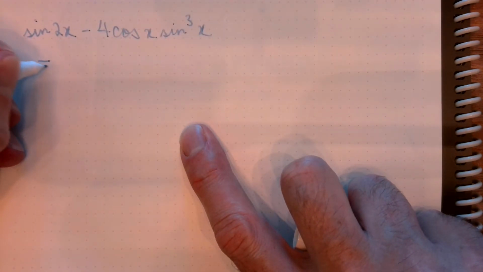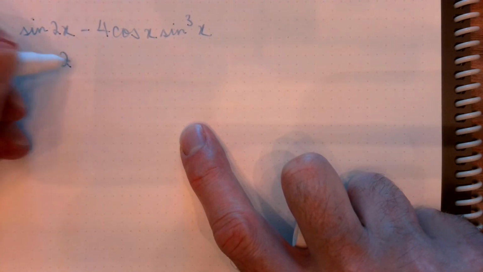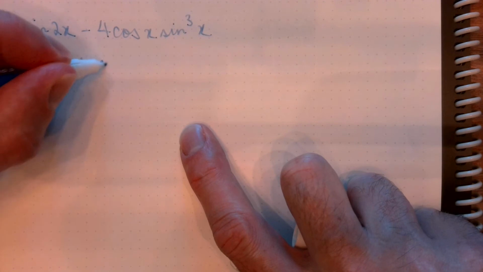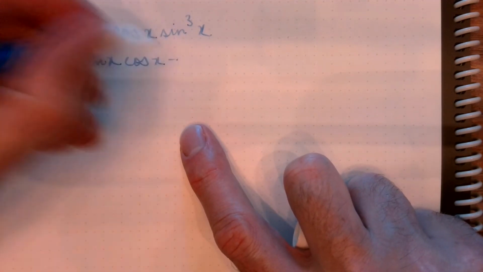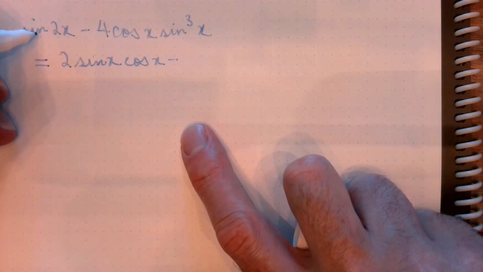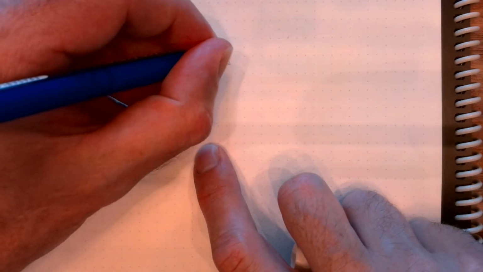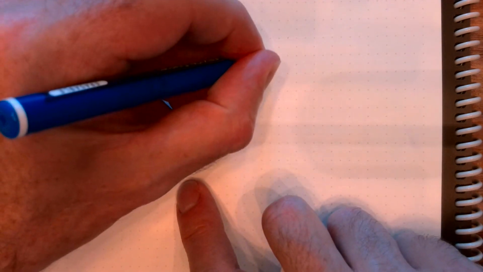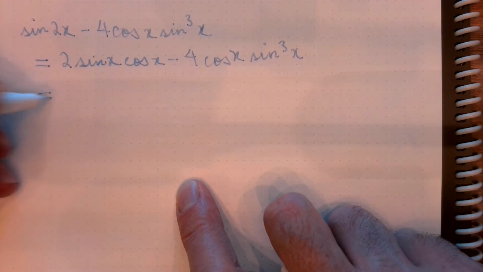Now that is equal to, right here, I'm seeing a double angle formula, so I'll apply that. 2 sine x cosine x. Now that just applies to this first term. 4 cosine x sine cubed x, that's going to remain unchanged for now.